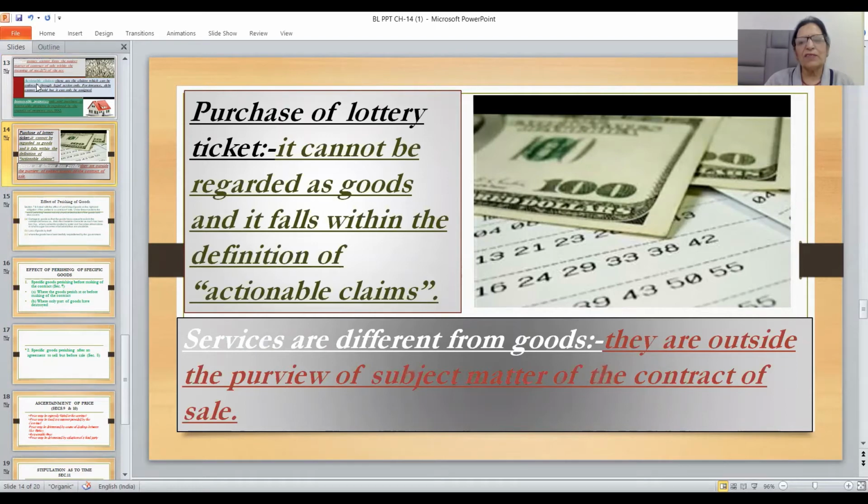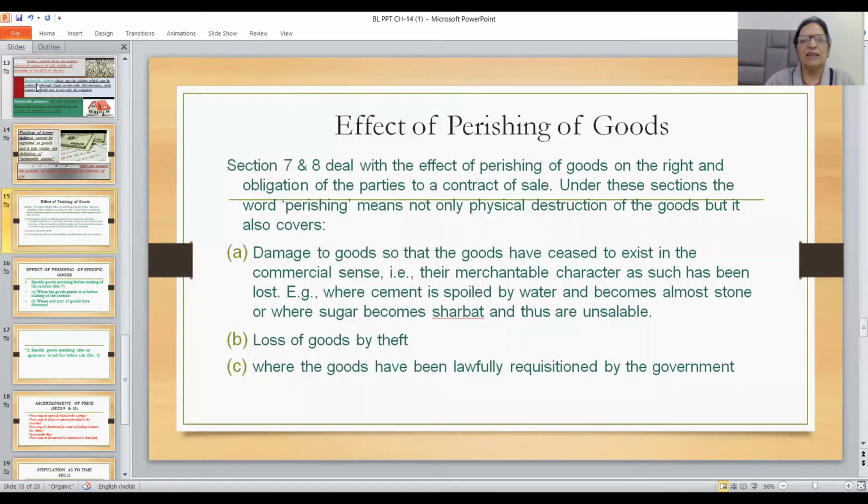Services are different from goods. Services and goods cannot be used interchangeably. So services are different from goods. They are outside the purview of the subject matter of contract of sale. Now, friends, having discussed classification of goods and the subject matter of contract of sale, I would like to take up the next question.